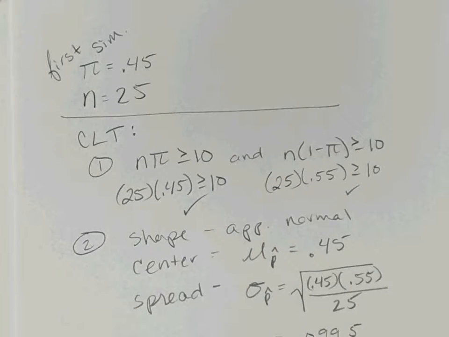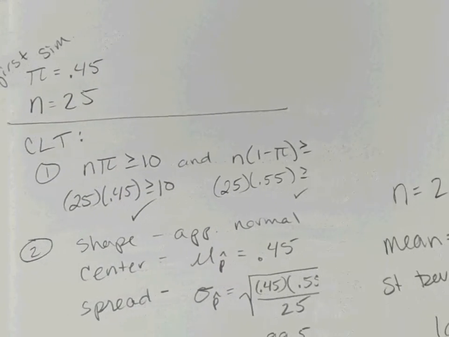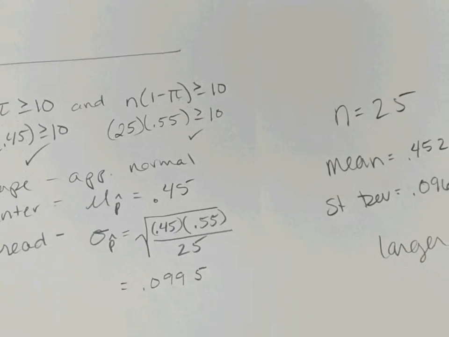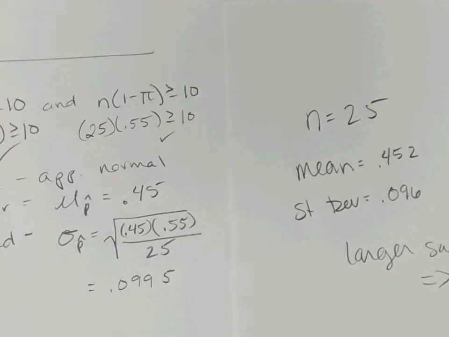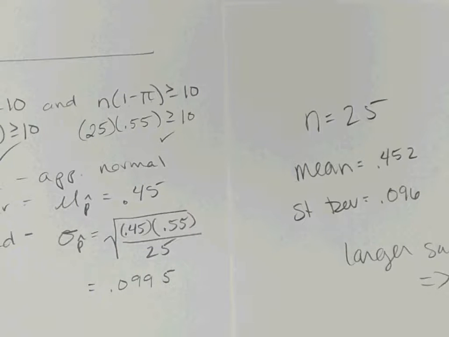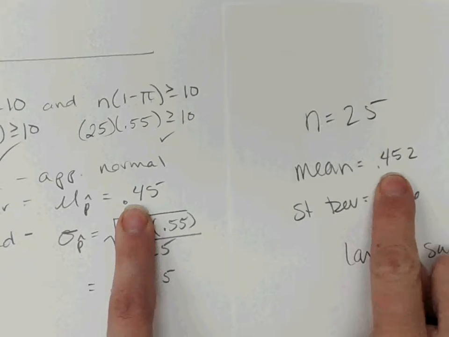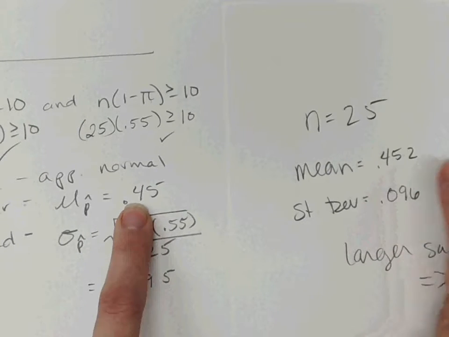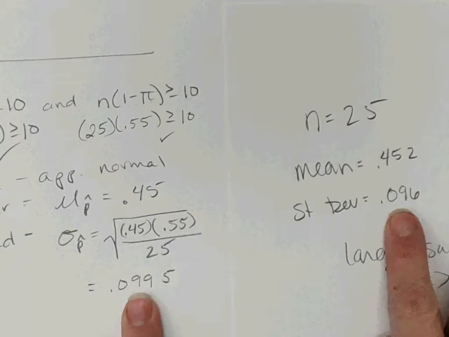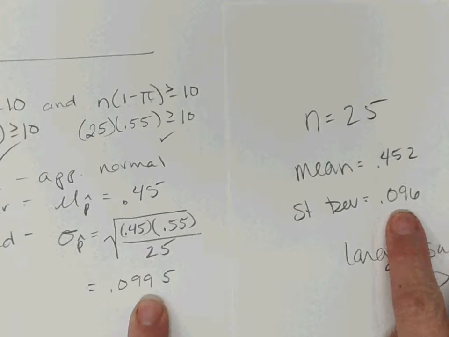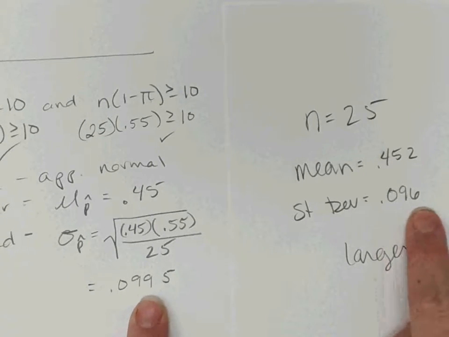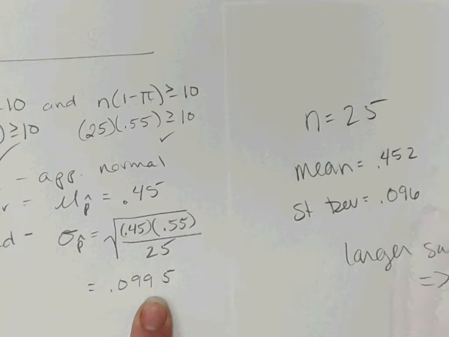Now, if we look back and compare that to what we had for our simulation, let me get them on the same screen here. So this was my simulation. My mean was 0.452, which is really, really close to 0.45. And then my standard deviation, this was 0.099, this was 0.096. Both very, very close. Okay?